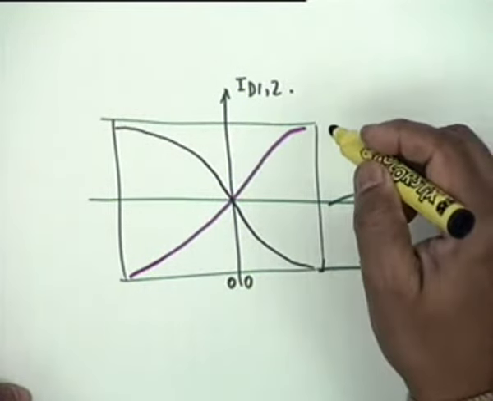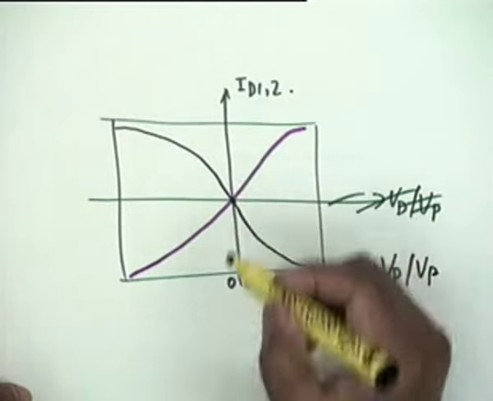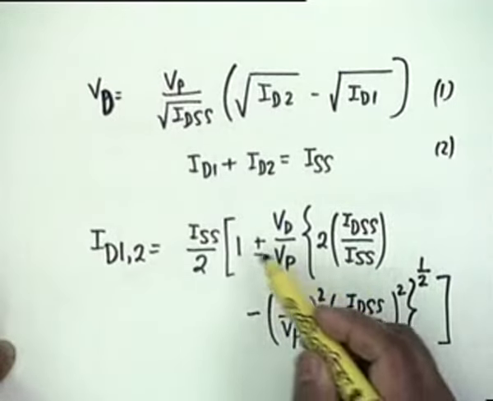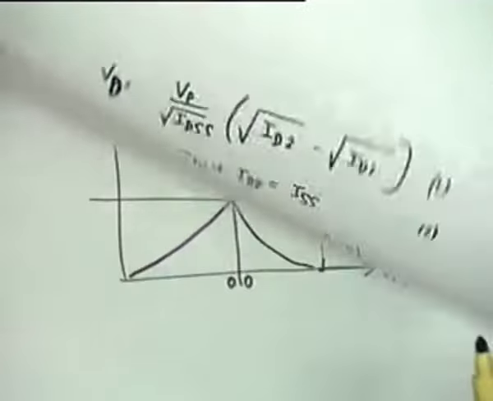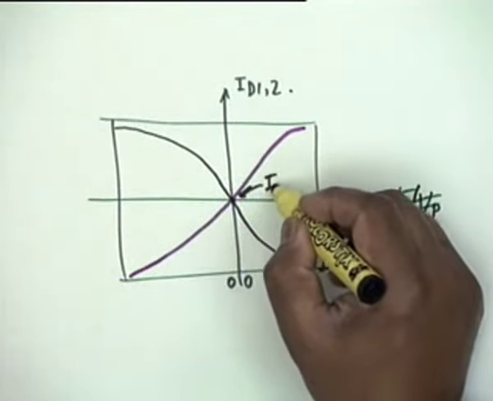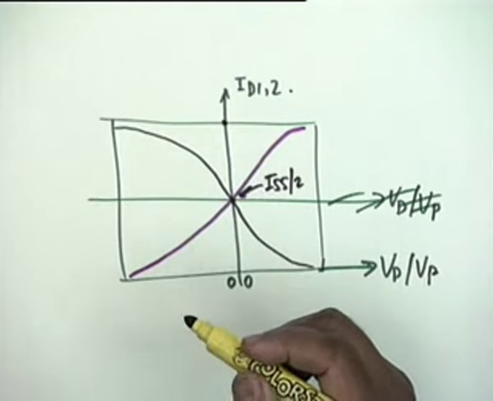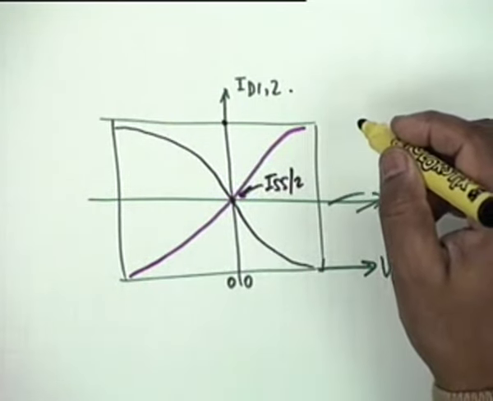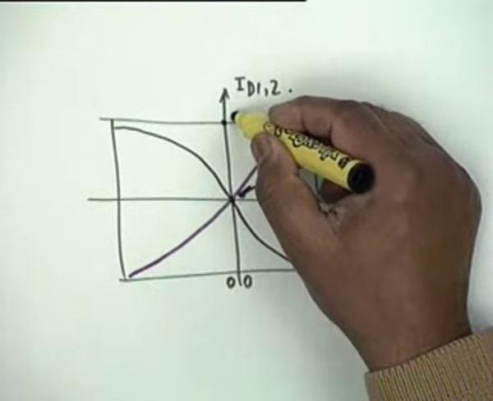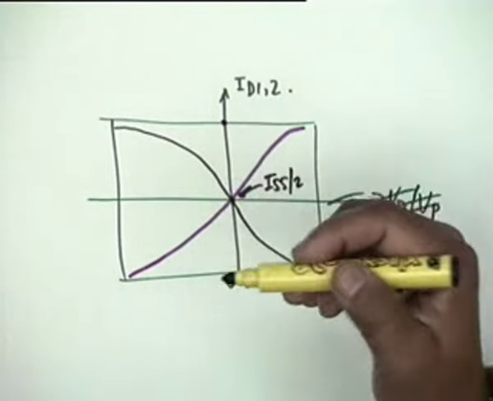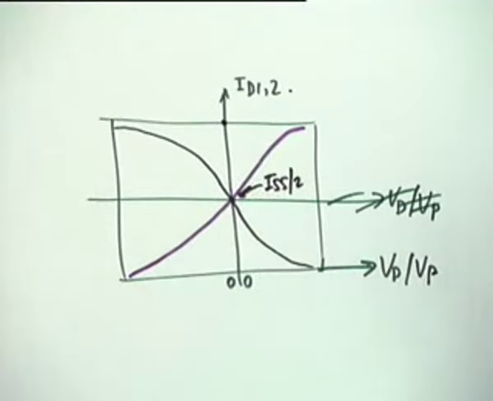This is ID, and at VD by VP equal to 0, as you can see from this expression, it is exactly ISS by 2. Okay? So this current is ISS divided by 2. The maximum is obviously ISS. And if we assume ISS as IDSS, then this current is exactly ISS. Otherwise it will be modified by IDSS. But that is not important. What is important is that the plots are very similar. Okay, and therefore all that is said about the BJT differential amplifier also applies here.